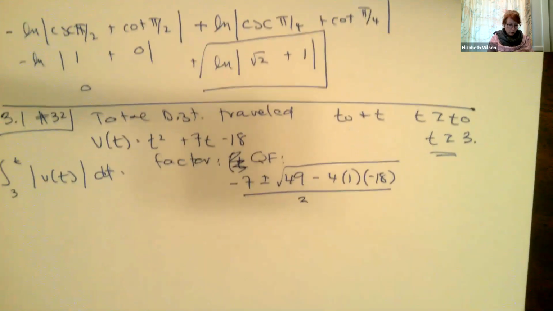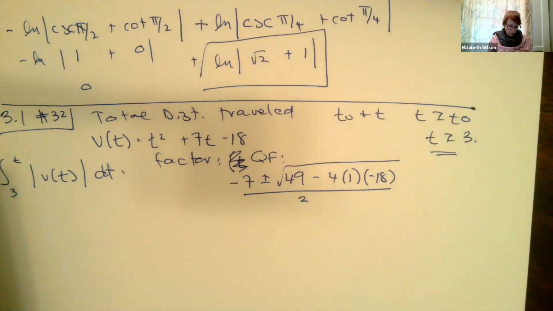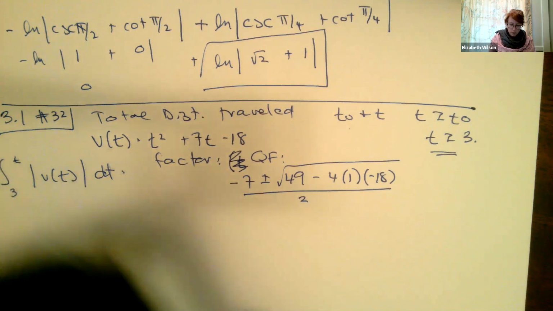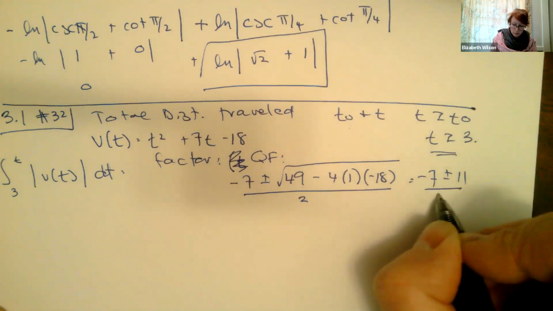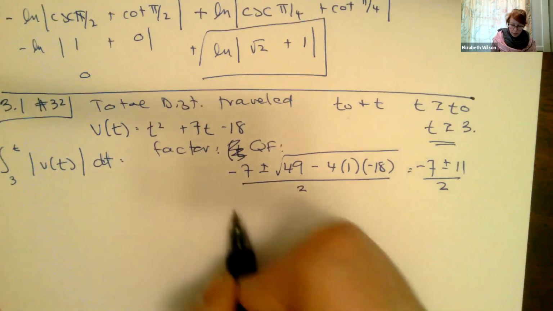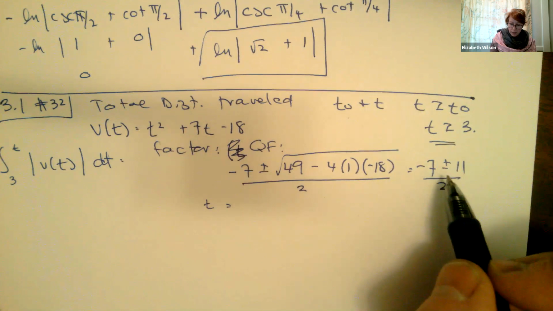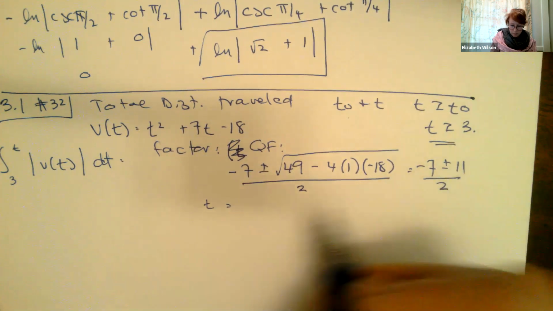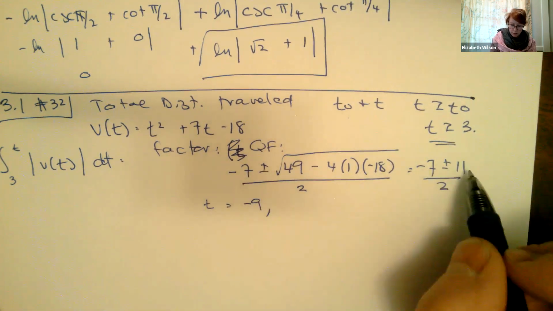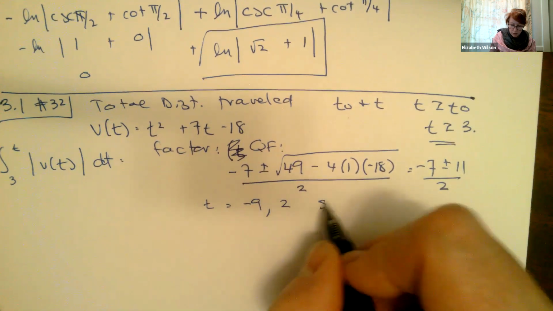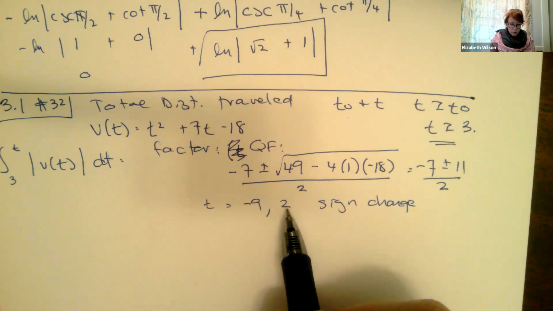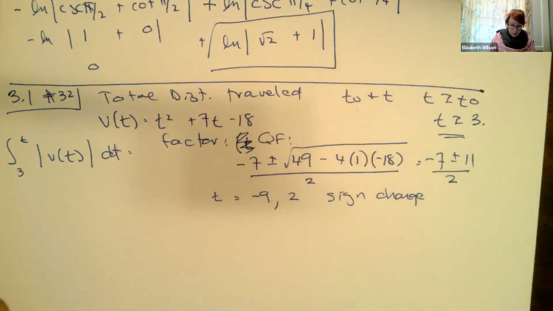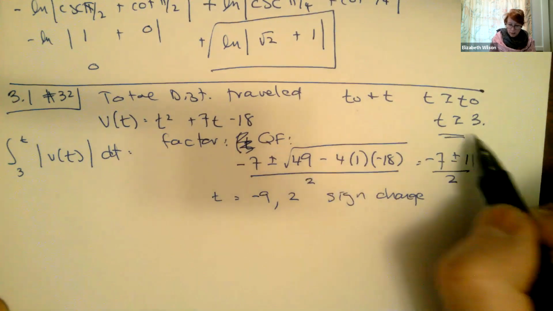Okay, so if I go 49 plus 4 times 18 is 121. So this is minus 7 plus or minus 11 all over 2. All right, so t equals minus 7 minus 11 is minus 9, minus 7 plus 11 is 2. So we have sign changes at minus 9 and positive 2. So what that means is we're actually outside of a sign change.